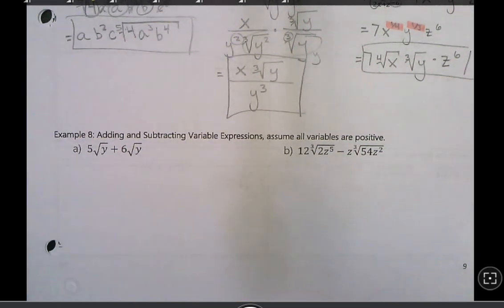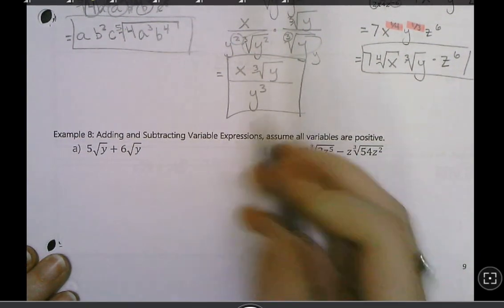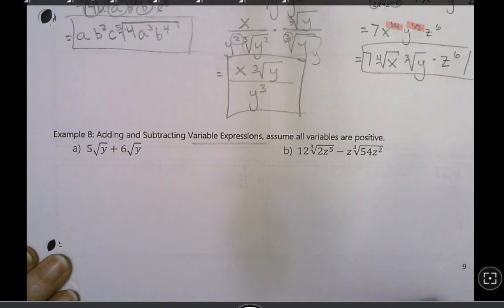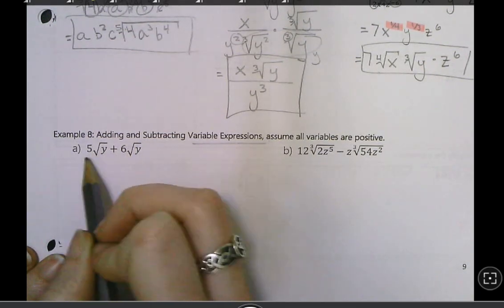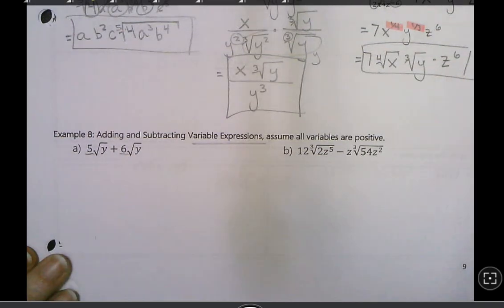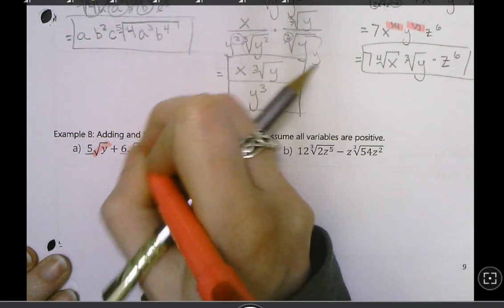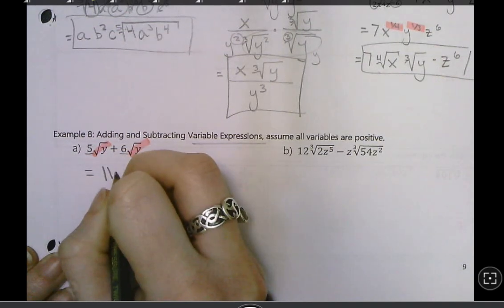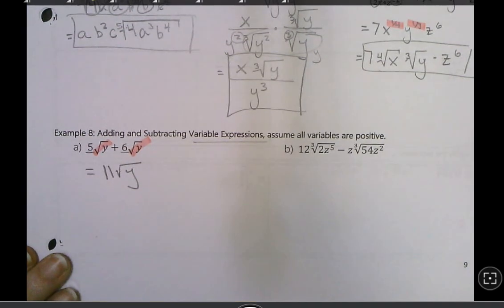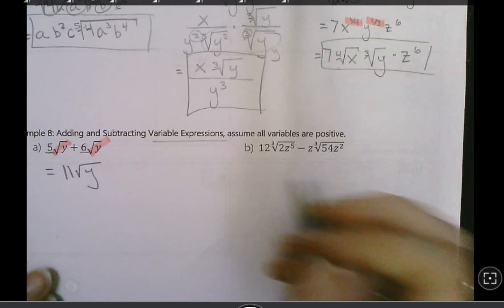Now, last example, example 8, adding and subtracting variable expressions. If we look at this first one, they're both the square root of y here, and they have a 5 and 6 on the outside, so since this is the same and this is the same, we can just add those coefficients. 11 square root of y.